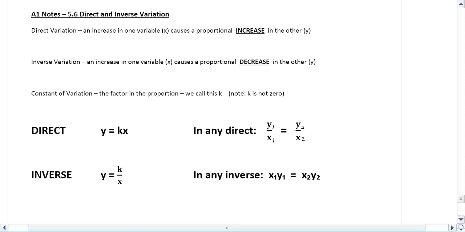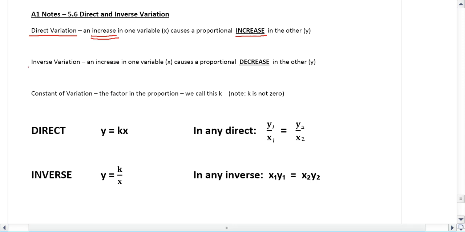So starting with a couple definitions. Direct variation. It's when the relationship between x and y, when one of them increases, the other one increases. So an increase in x causes a proportional increase in y. And since it's proportional, this is one of the reasons we study proportions so much. Now it's going to pay off.